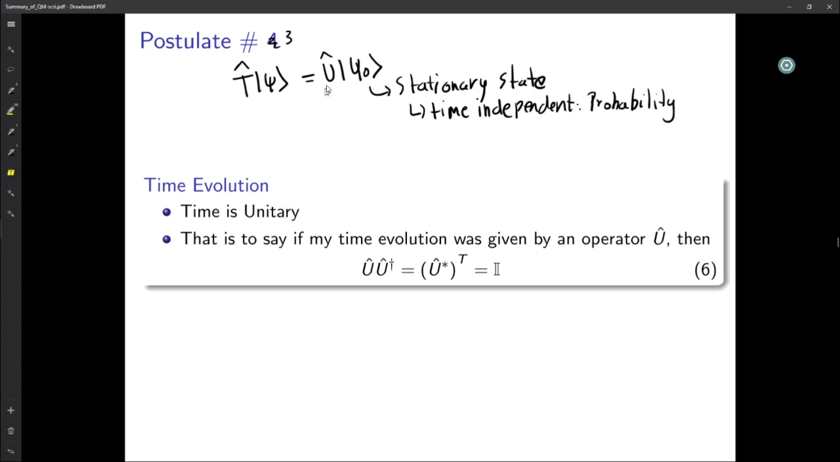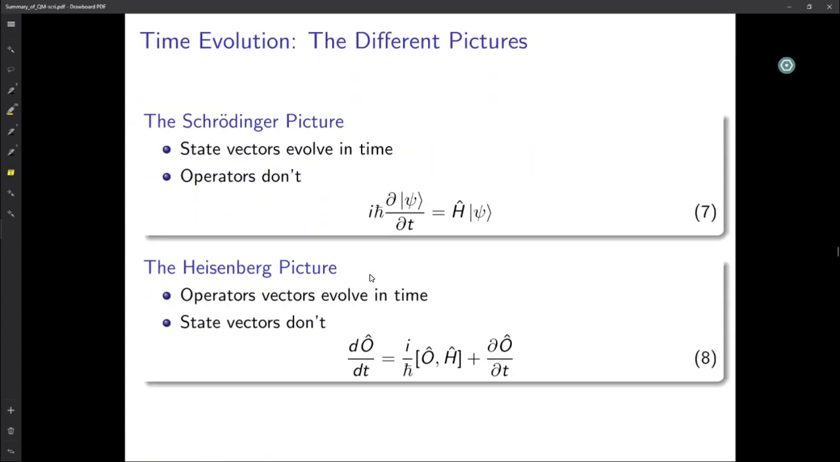And this u given here, this time evolution operator, is what we will call unitary. And this unitarity basically means I can multiply this by its own adjoint, and I will end up with an identity element, or identity matrix. So that's what unitarity is, essentially. Okay? And time evolution can take different pictures. The first picture is the Schrodinger picture, where the state vectors evolve with respect to time, but the operators don't. The operators are time independent. Whereas the opposite of that is the Heisenberg picture, where the operators evolve, but the state vectors do not evolve.